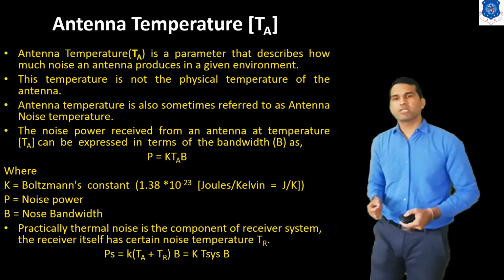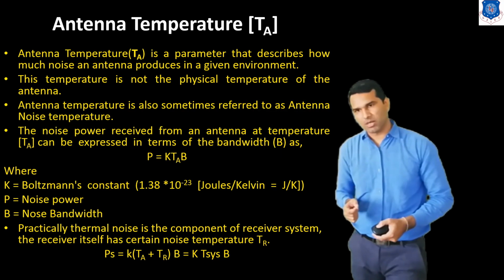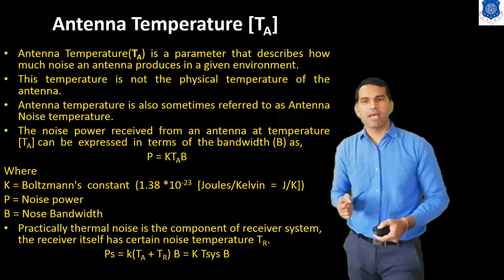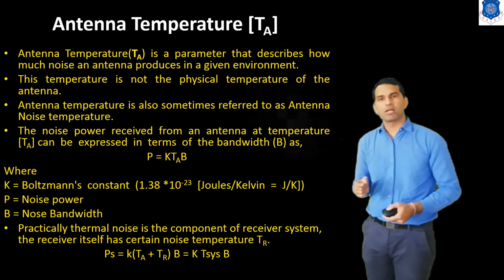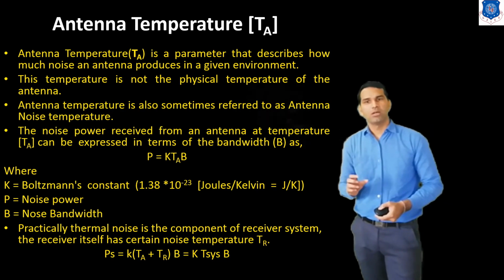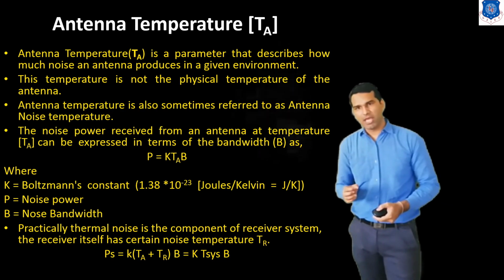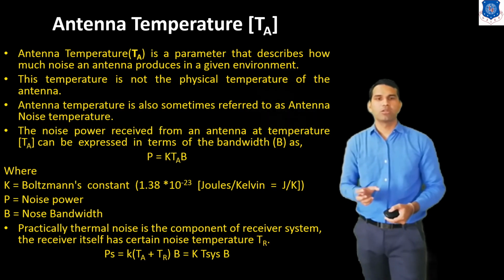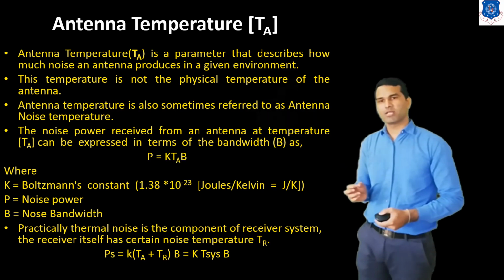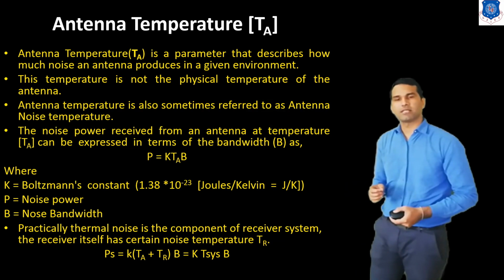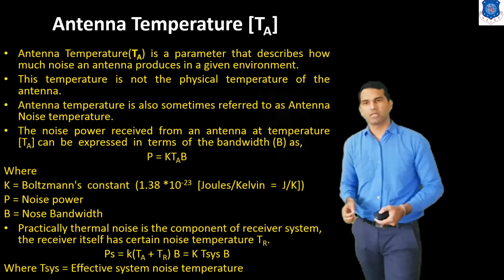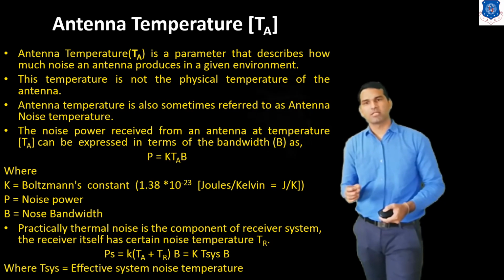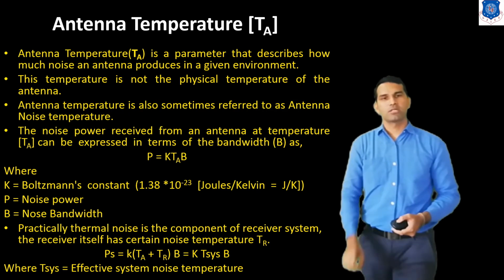Practically, thermal noise is a component of the receiver system. The receiver itself has a certain noise temperature TR. So we can write PS = K (TA + TR) B. This means TA plus TR, that is, the transmitting side and the receiving side. So we can write TA + TR as TS, that means the system noise temperature. T system denotes the effective system noise temperature.